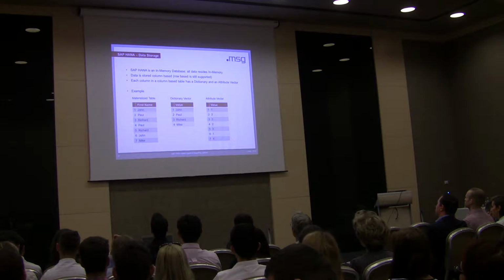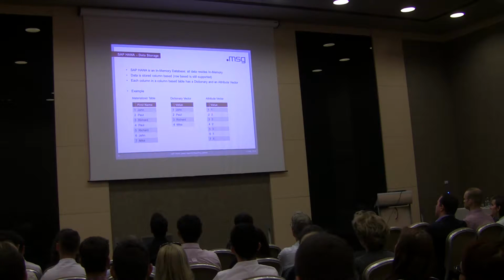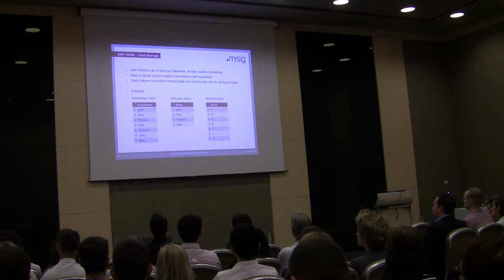And the attribute vector, here at the positions of the materialized tables, the index value of the dictionary vector is stored. So you see it here at position 1, you have a 1 which stands for John. Position 2, a Paul, 4, again a Paul, and so on. So it makes it very easy for the processing, because integer values can be processed much faster by a CPU than character values.